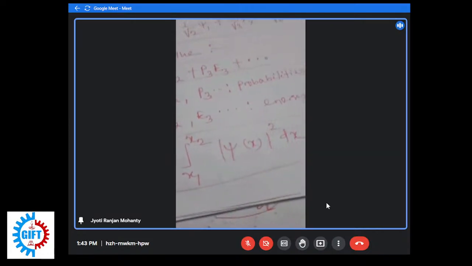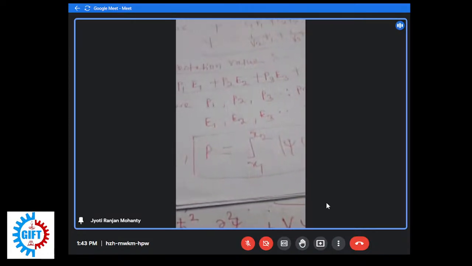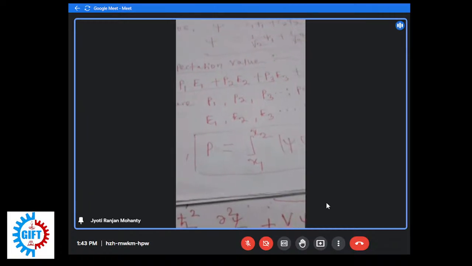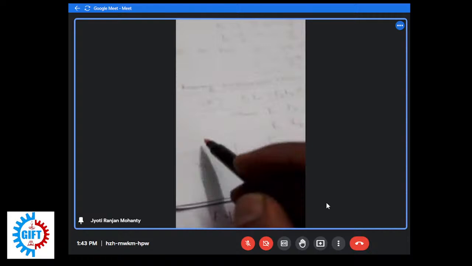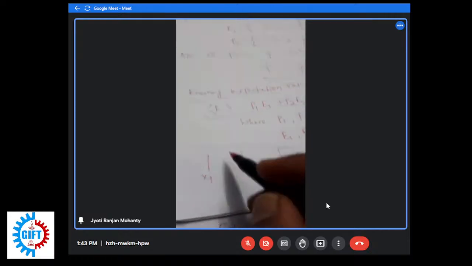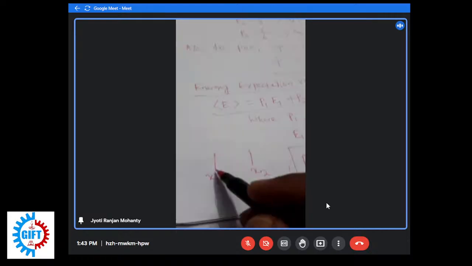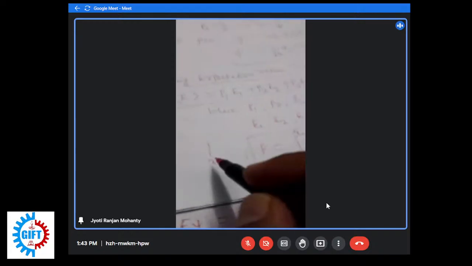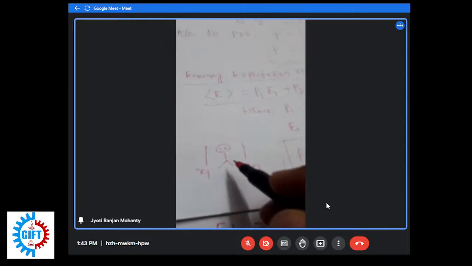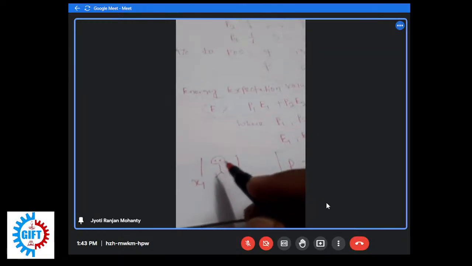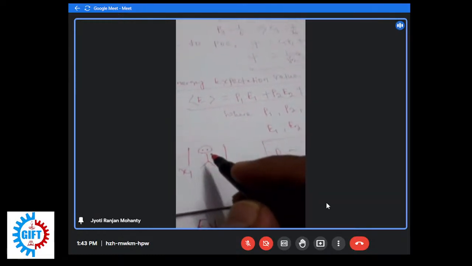Okay. So I told you two formulas for probability. Probability is equal to square of the amplitude. And suppose the lower limit is x1, the higher limit is x2. So one particle is present here. Okay. So we want to find the particle.